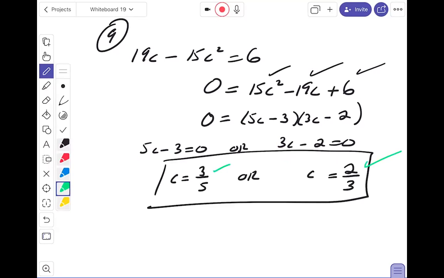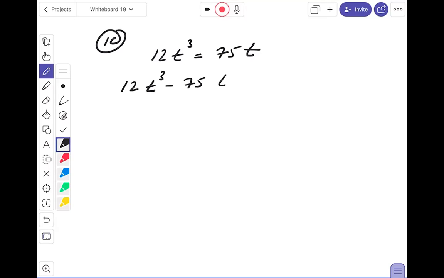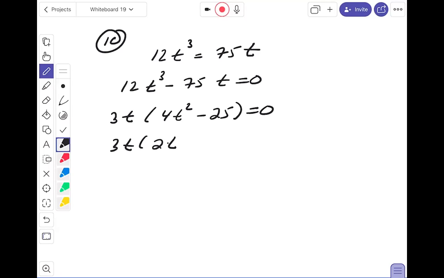All right, let's go to number 10. And number 10 is 12t cubed equals 75t. Again, I got to get 0. I'm going to do that by subtracting 75t from both sides. Factor it. I'm looking at it. I'm going to say 3 and a t. 4t squared minus 25 equals 0. 3t, 2t, this is a difference of perfect squares, minus 5. 2t plus 5 equals 0.